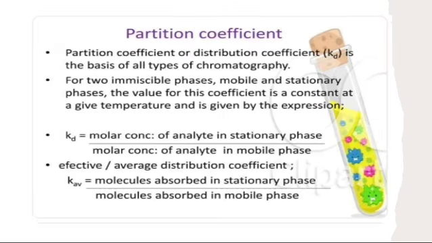The partition coefficient, or distribution coefficient, is the basis of all types of chromatography for two immiscible phases, mobile and stationary phases. The value of this coefficient is a constant at a given temperature and is given by the expression: molar quantity of solute in the stationary phase over molar quantity of solute in the mobile phase. Effective average distribution coefficient: molecules adsorbed in the stationary phase over molecules in the mobile phase.